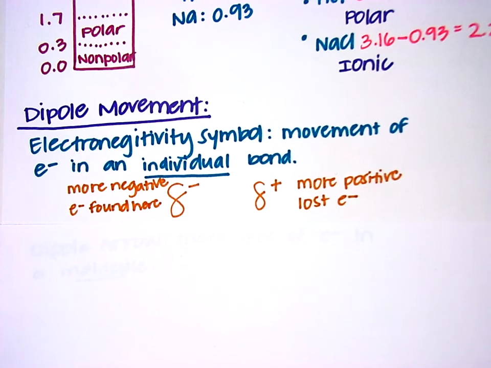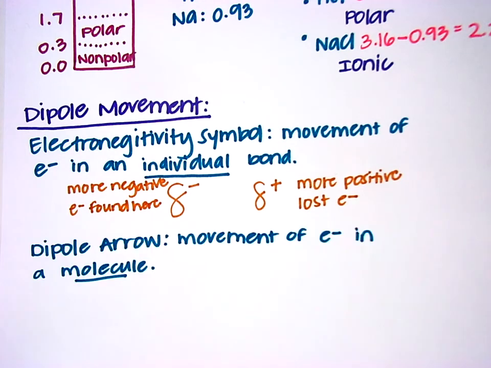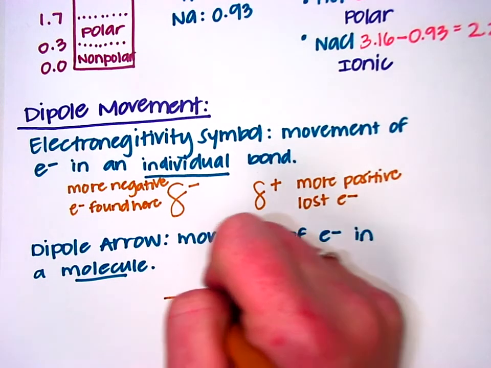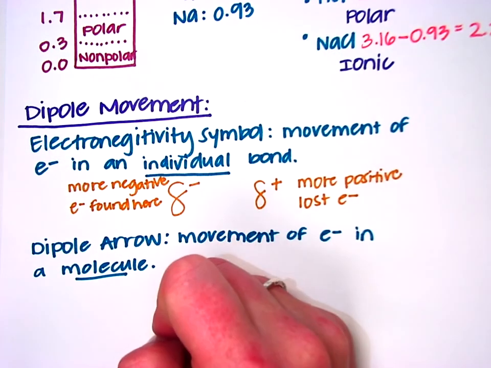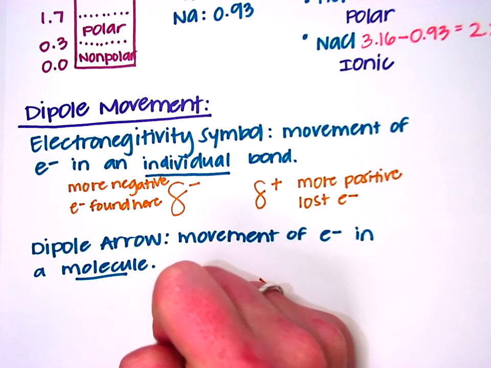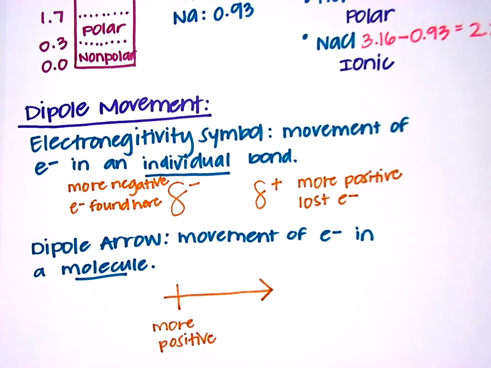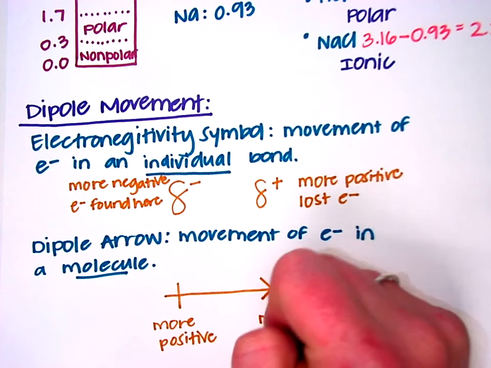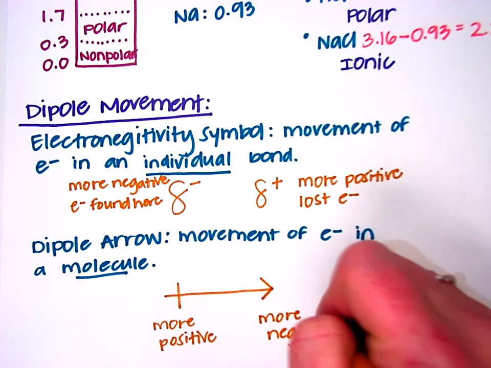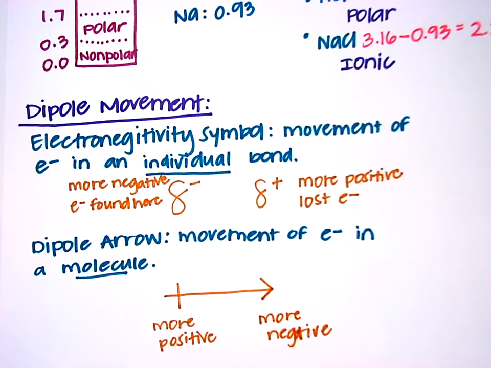The other type of symbol that you'll see is called a dipole arrow. And a dipole arrow is going to show us the movement of the electrons in the molecule. So this is sort of like overall, as a whole molecule, what's going on. The dipole arrow is an arrow, and then we just add a plus sign. So the plus end is the more positive, where our electrons are not trying to stay, and then the side with the arrow is the more negative, where our electrons are trying to stay. So we're going to do two examples.